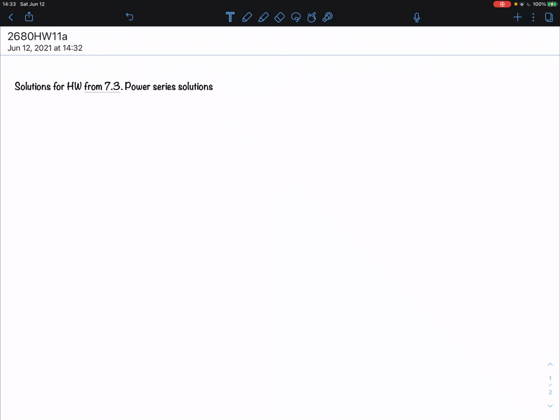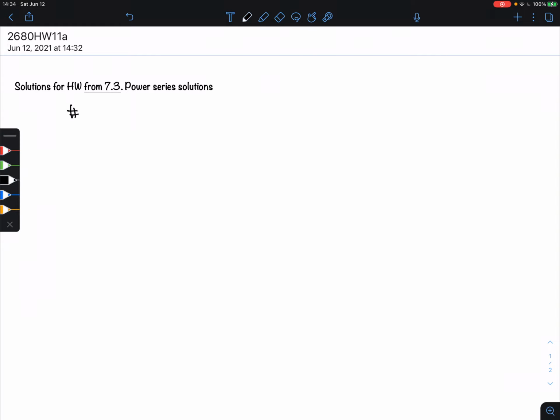Hi all, let's look at homework from 7.3. The difference with 7.2 is basically only that the differential equations, the recursion relations, become more complicated. In particular, we will have to do more shifts. And sometimes we have to shift down, and that results in a change in where we start our summation. We'll see it in the examples. Okay, so let's dive into it.